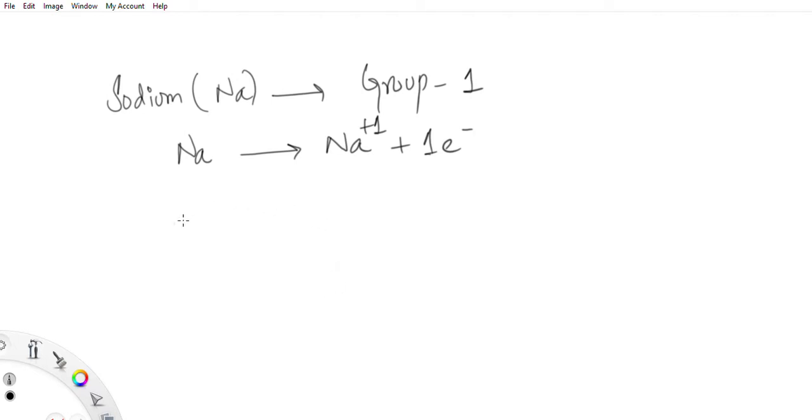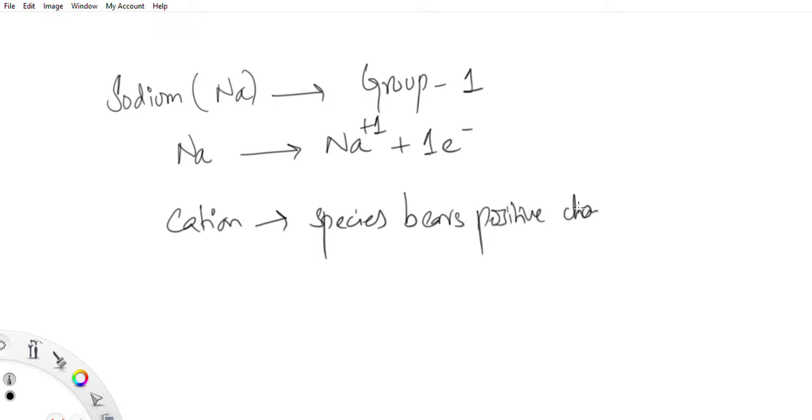What is a cation? A cation is a species that bears positive charge by losing an electron or more. So sodium becomes a cation by losing one electron.